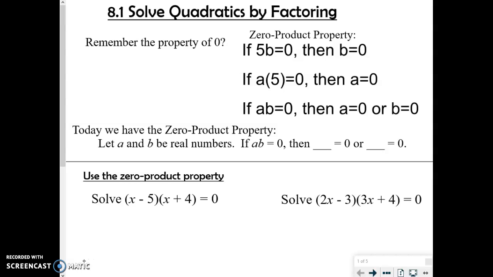Hagedorn. Today we jump into Unit 8, and in Unit 8 we are going to start talking about solving quadratic equations. The first way that we're going to do this is exactly what we finished up with in Unit 7, and that's solving quadratics by factoring.